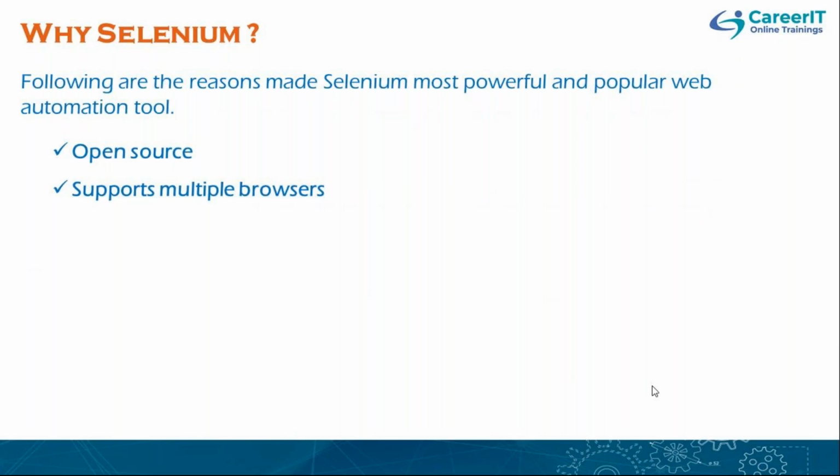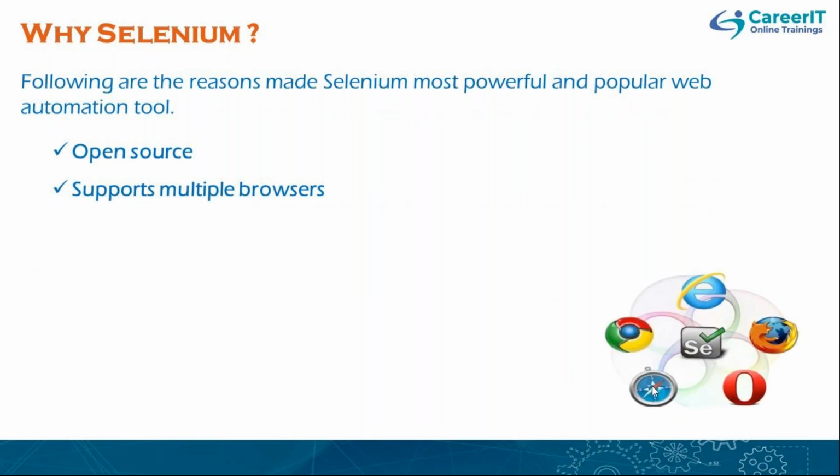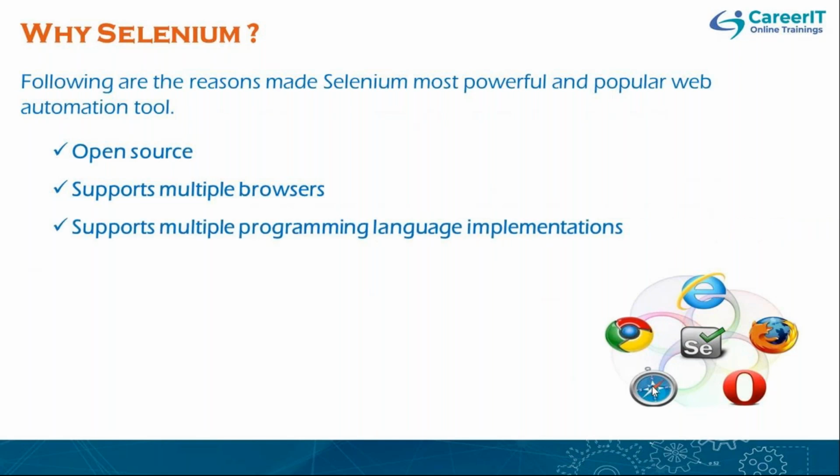And it supports multiple browsers. Whatever major browsers are available in the market, we can run our scripts in all of them. And it supports multiple programming language implementations, like Selenium can be used with Java, Python, PHP, Ruby, JavaScript, or Node.js, like that, guys. And multiple operating systems also, like you can run your automation scripts on Windows, Linux, Unix, or even on Apple iOS machines also.